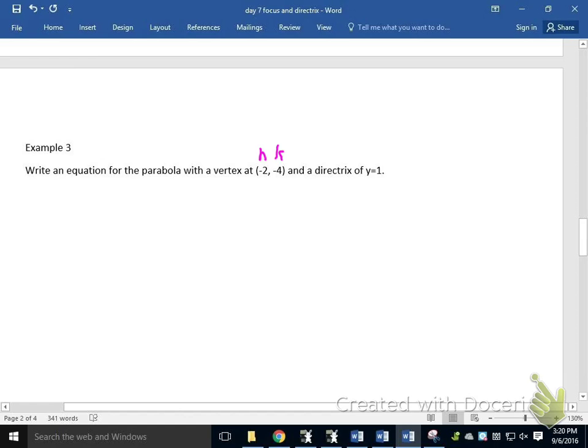I know my final answer is going to look something like y equals some number for A. I'll write that in, but I'll be erasing it here in a moment, times x plus 2 squared minus 4. Because of what my h and k values were here, I already know almost my entire answer. I need the value of a, though. To do that, you're going to refer, in this case, to the directrix.